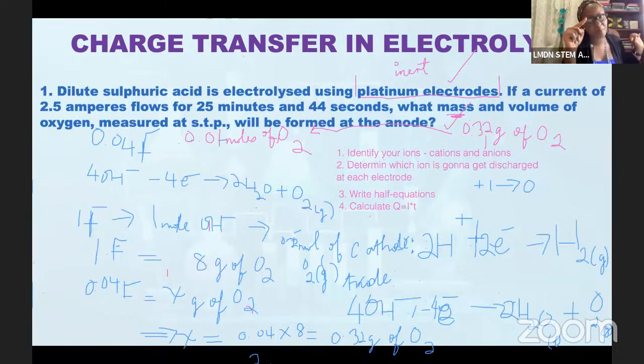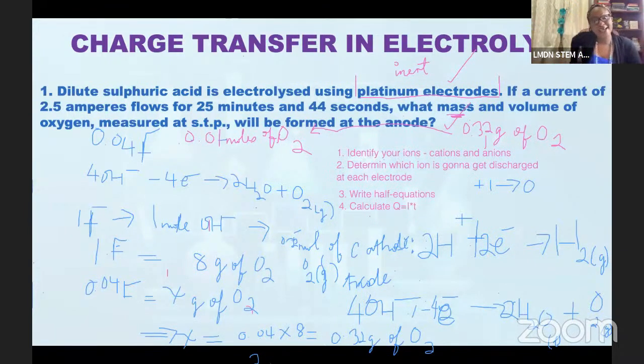We have 0.01 mole. So how much volume is that 0.01 mole of oxygen going to occupy at STP? And that's your final answer. Anybody want to calculate that for me and let me know?